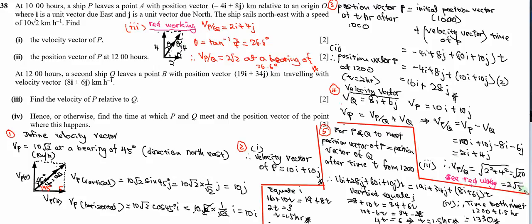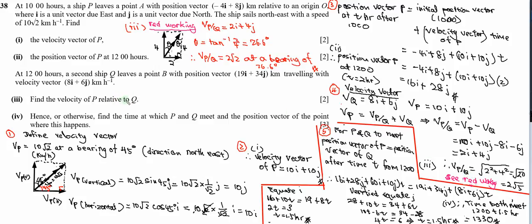That is the velocity of P relative to Q. Let me repeat: 2 square root 5 is the velocity of P relative to Q. This is not in terms of a positional vector. This is just the value of the velocity of P relative to Q. Okay, so this is the answer here.